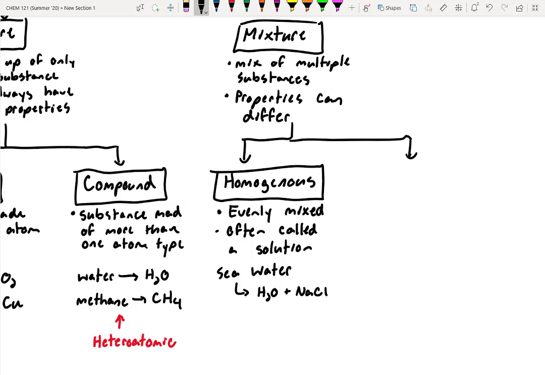We could separate these out if we wanted to, right? We could evaporate off the water and get the salt. We couldn't do any sort of separation of methane and break it into smaller pieces. Methane is just methane, right? So we would have to do a chemical reaction to break this up. Where this, we could actually just physically separate the water from the sodium chloride. So that's another big difference here. Right? The difference between these is the second mixture is called heterogeneous.